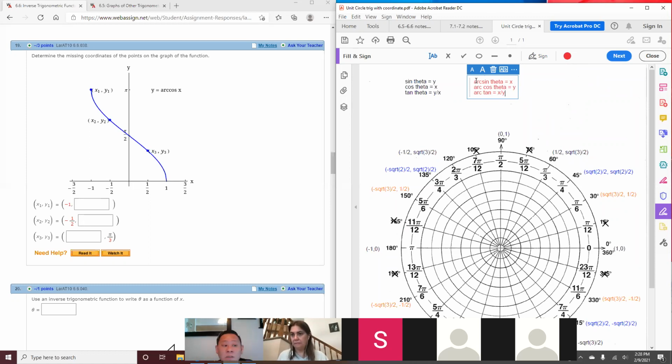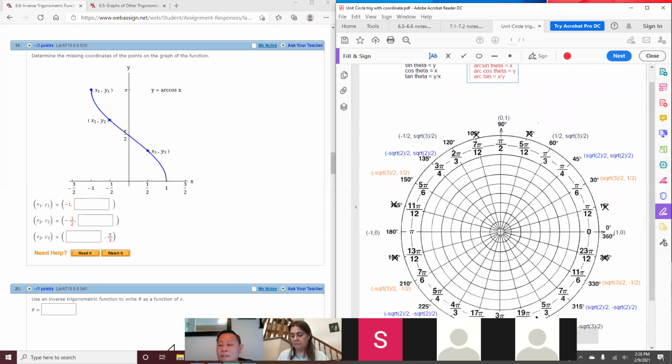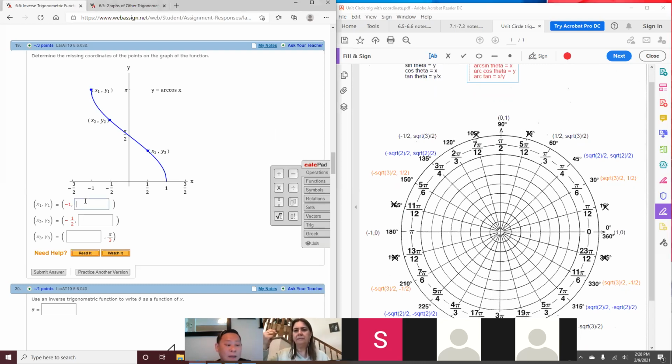So don't forget that when you do your arc, all your coordinates X, Y are switched. Arc is inverse. So can someone tell me, this is arc cosine, right? So which is Y. Can someone tell me which one of these has the Y value of -1? If you look at this, it is -1, right? What is the Y value in this case? Pi. So your answer here will be pi.